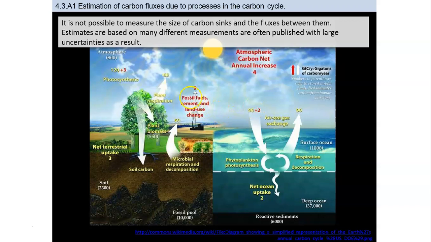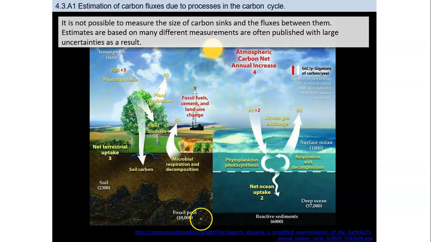Here is the estimation of carbon fluxes due to processes in the carbon cycle. We have already talked about this slide before in one of the previous videos. I just read the explanation over here that it is not possible to measure the size of carbon sinks and the fluxes between them. Estimates are based on many different measurements and are often published with large uncertainties as a result.